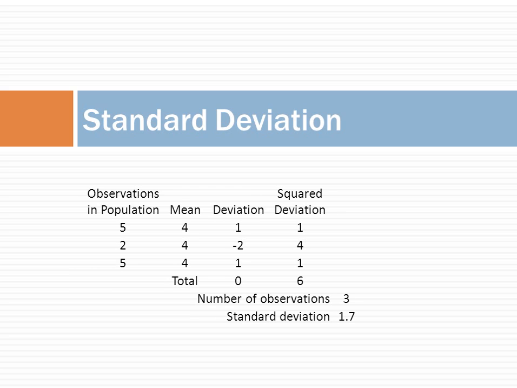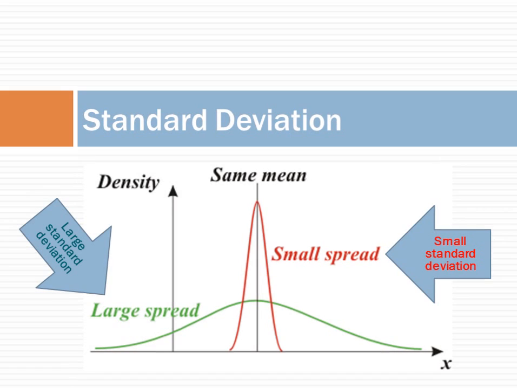Lastly, you divide the sum by the number of observations minus 1 and take the square root of it. The sum is 6. There are 3 observations, so the division yields 3, and the square root of 3 is approximately 1.7. This value is referred to as the standard deviation.